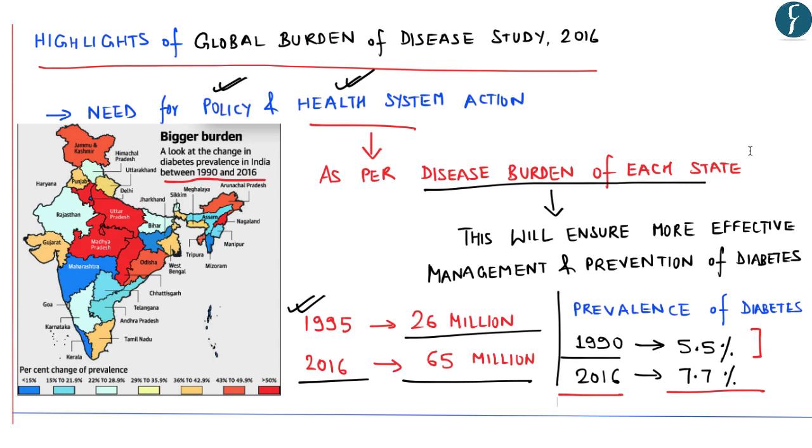Now you can use all these data if possible to highlight the condition of diabetes in India and also to have a comparative analysis from the early 90s to that of 2016, and why there is a need for policy and health system action as per the disease burden of each state, as it will ensure more effective management and prevention of diabetes in different states as per the disease burden.